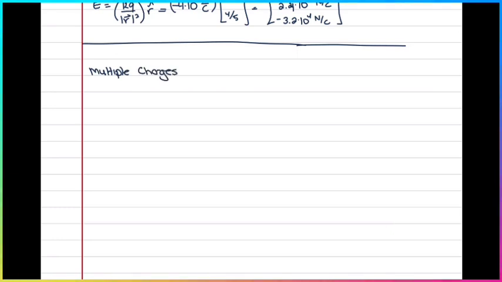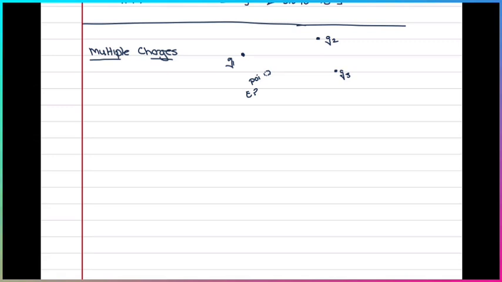Let me introduce the idea of multiple charges. I'll be brief because I don't think anything about this is too shocking. Suppose now I have multiple charges, Q1, Q2, Q3, and I have some point of interest. But I ask myself, what is the electric field at that location? Everything up to this point, we've just been using a single charge. But now we have 3 charges.